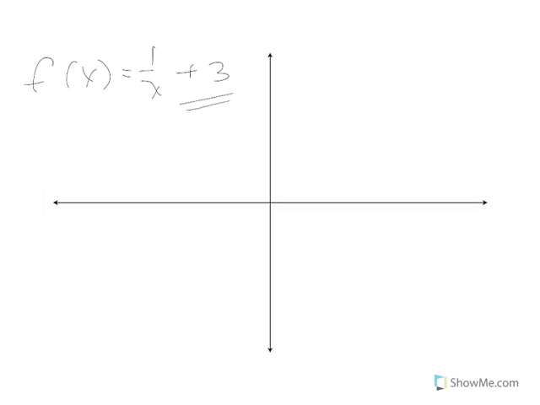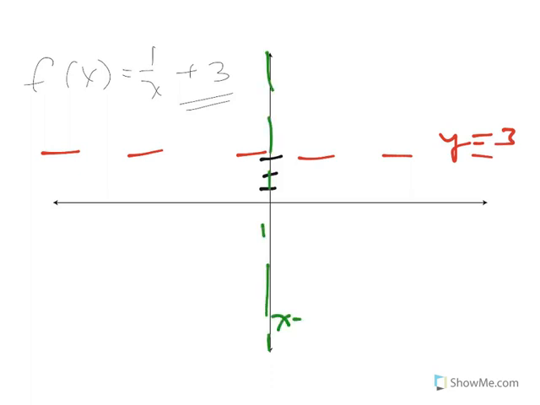This plus 3 causes a vertical shift up by 3 units. So it happens that the horizontal asymptote is no longer the x-axis, but it's at y equals 3. But the vertical asymptote is still at x equals 0 because 0 is the only number that makes this undefined. And we get the same picture as before.